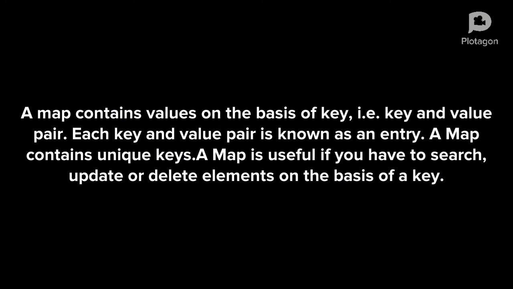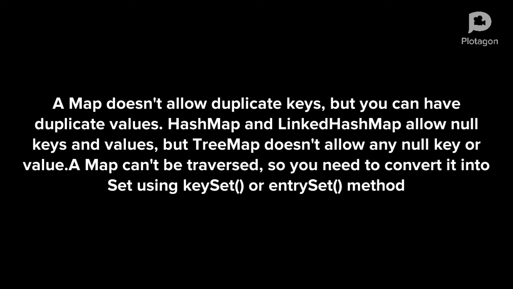Explain to me about Map in Java collections. A Map contains values on the basis of key, i.e., key and value pair. Each key and value pair is known as an entry. A Map contains unique keys. A Map is useful if you have to search, update, or delete elements on the basis of a key. A Map doesn't allow duplicate keys, but you can have duplicate values. HashMap and LinkedHashMap allow null keys and values, but TreeMap doesn't allow any null key or value. A Map can't be traversed, so you need to convert it into Set using keySet or entrySet method.